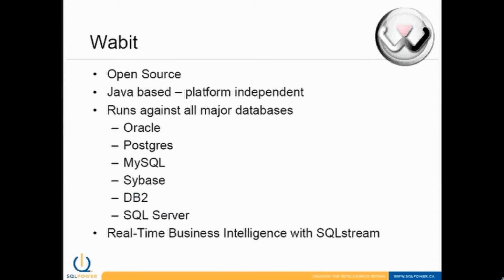What is Wabit? Wabit is an open source BI reporting tool written in Java, which makes it platform independent and can be used on Windows, Linux, Mac, and other platforms. Wabit uses JDBC to connect to databases and runs against pretty much any database, including Oracle, Postgres, MySQL, Microsoft SQL Server, and DB2. Wabit is also real-time BI ready thanks to supporting SQL Stream Server.